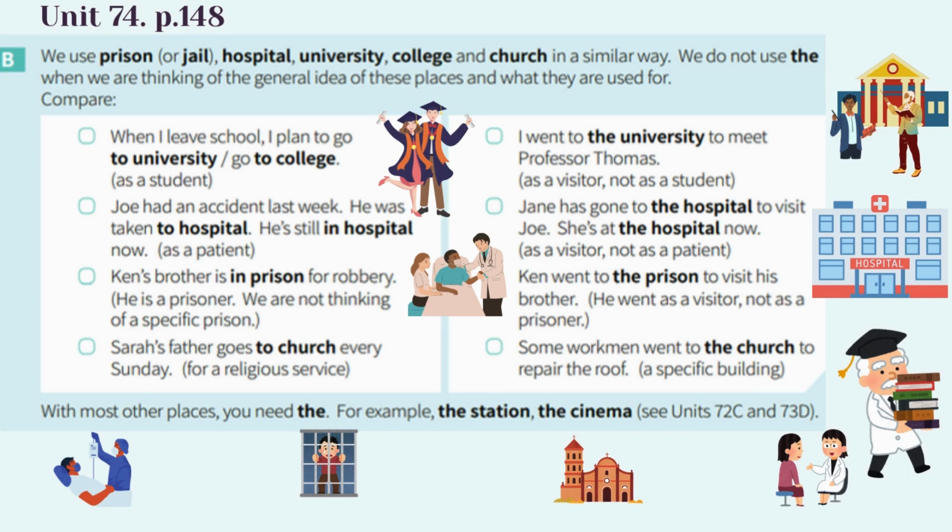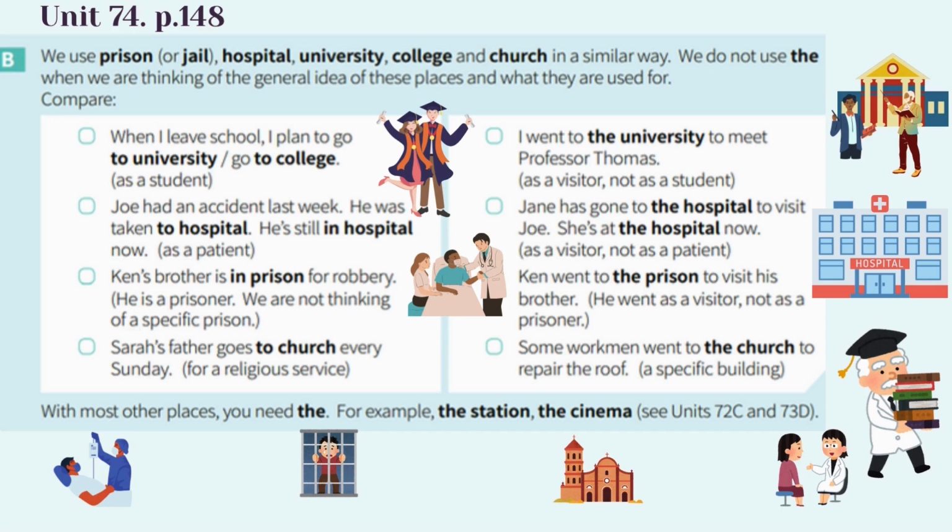I'm not a patient. He's in prison. He's a prisoner. But I went to the prison to visit him. I'm not a prisoner. She goes to church every Sunday for prayer. But we went to the church to fix the roof. Just a building. Trick to remember: no the, you're doing the main job there. With the, you're just visiting. Let's play. Choose the correct sentence. The first question, Jane is sick.